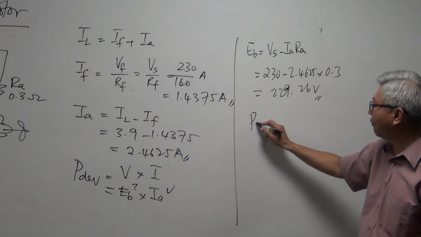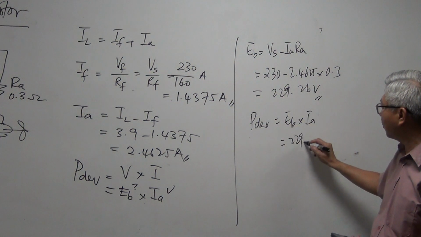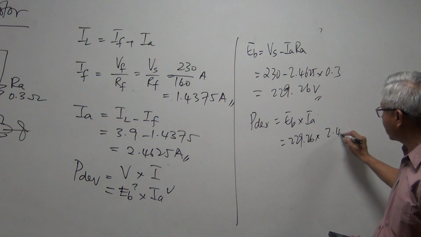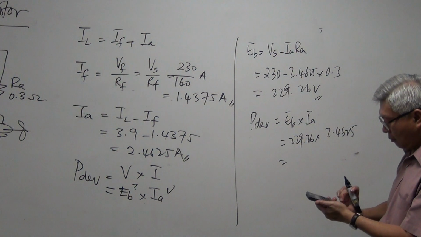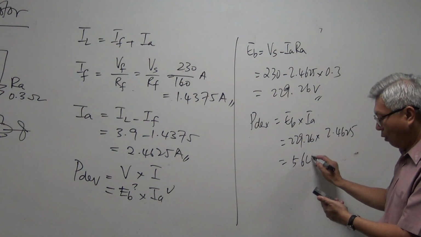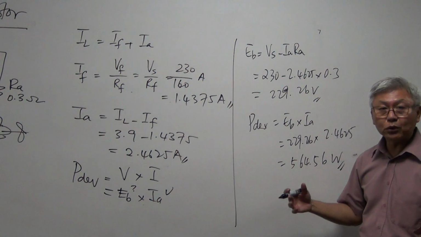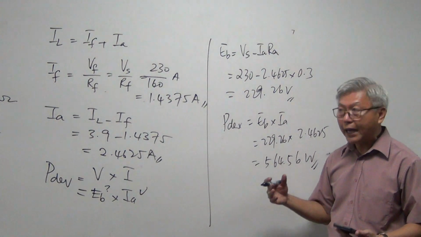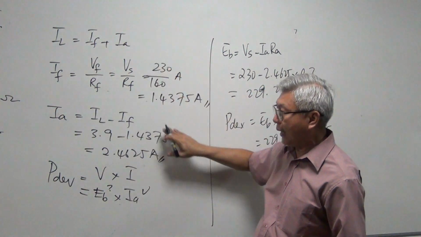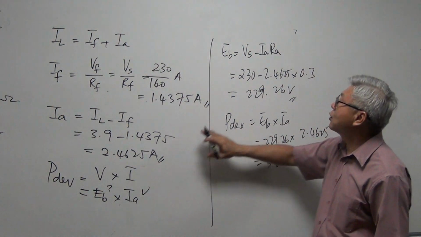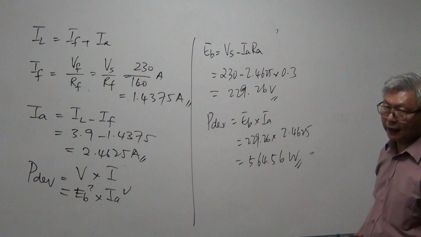Okay, so therefore power developed is equal to EB multiplied by IA. So that's 229.26 multiplied by 2.4625. So that is 564.56 watt. Okay, so can you see the mathematics is quite similar to the separately excited DC motor just now, except that the circuit is a parallel circuit. So we need to use Kirchhoff's current law to find IA, right? And then use KVL to find EB. And then power developed is the same formula, EB times IA.